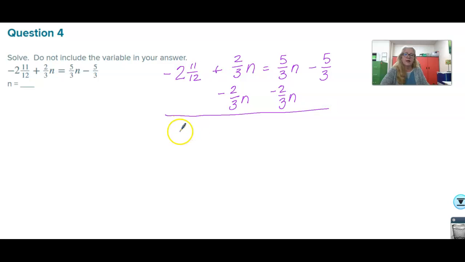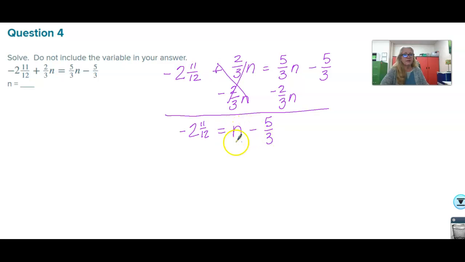Okay, so I have -2 and 11/12 on the left. These are gone now, so all I have on the left is -2 and 11/12. Over here, I have 5/3 minus 2/3. You can use a calculator for that if you need to, but 5/3 minus 2/3 is 3/3, and 3/3 is 1. So we just have 1n minus 5/3.